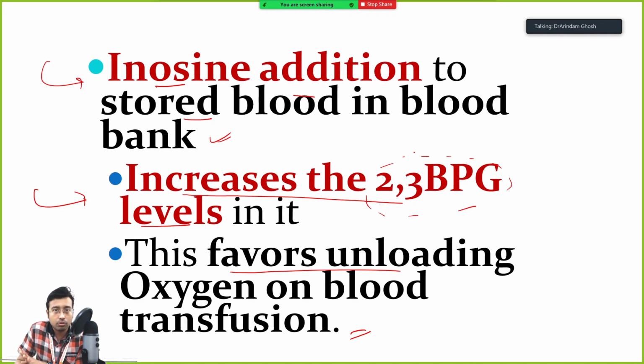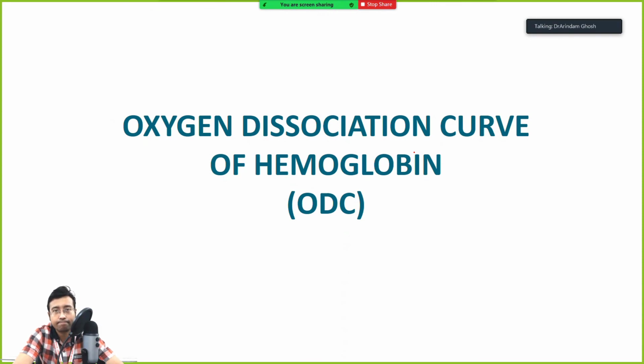When we need to transfuse, we make sure that when we request the blood packet, just before transfusion, inosine is added. In course of time, it will increase the 2,3-BPG level, and it will help in unloading of oxygen during blood transfusion, right? So basically, that was it. Those are all the factors that determine oxygen delivery and oxygen unloading and loading at the tissue level. Based on these, we will see how all this affects the oxygen dissociation curve.